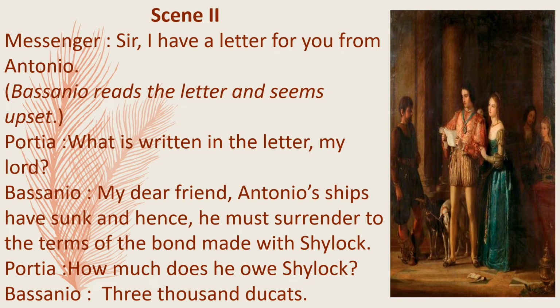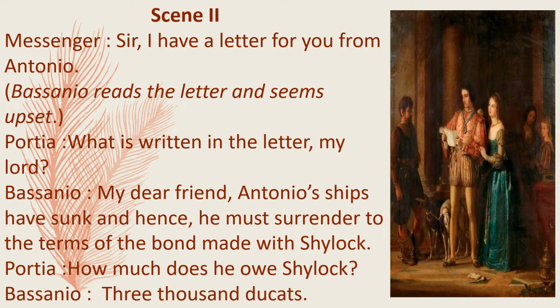Looking at her husband, Portia asks, what is written in the letter, my lord? She addresses Bassanio as my lord, my husband. But what is there in the letter? Bassanio discloses the content of the letter to Portia and tells her that his dear friend Antonio's ships have sunk, and hence he must surrender to the terms of the bond. Now he has to surrender himself to the terms, to the words written in the bond that were written down by Shylock.